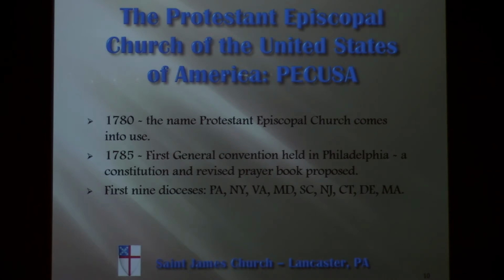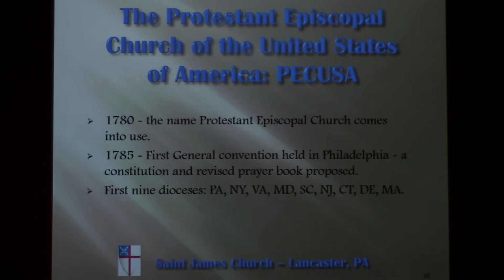1785, we have the first General Convention held in Philadelphia, where they put together a constitution for the church, not our national constitution. And they revised the prayer book. Naturally, references to prayers for the king were removed and replaced with prayers for the nation. The first 9 dioceses were established.